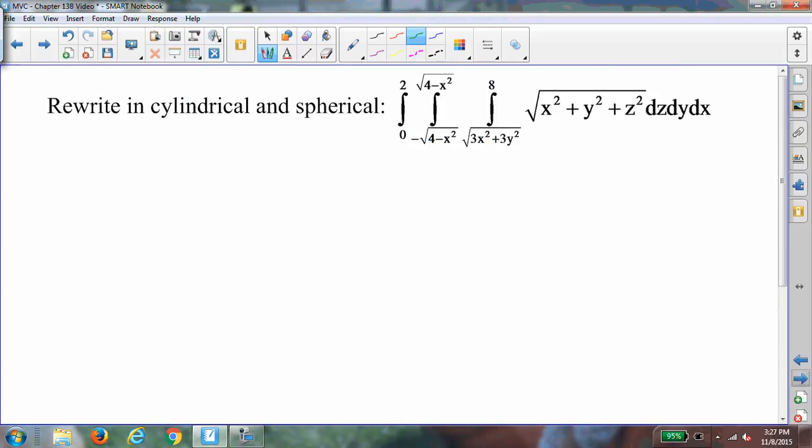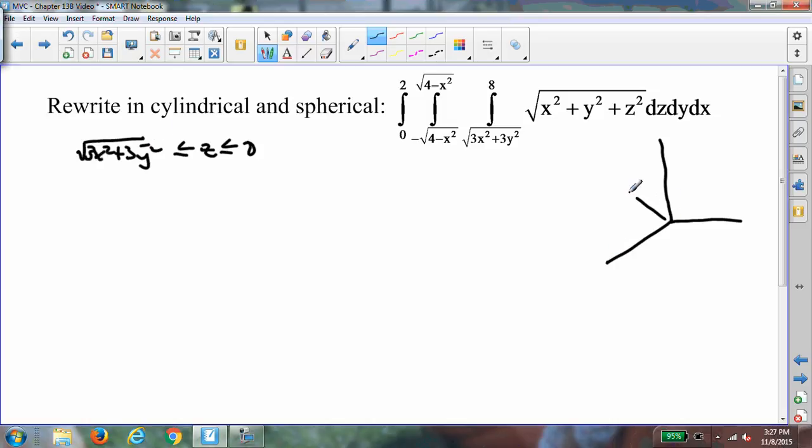Now let's try taking a rectangular, figuring out what the graph looks like, and rewrite it in cylindrical and spherical. So again, kind of breaking it up into pieces, what I have to start with is z between square root of 3x squared plus 3y squared, and z equals 8. So graphically what I'm looking at is a cone, square root of 3x squared plus 3y squared. So a cone like this. And then z equals 8 would be a plane, so somewhere up here is my plane, z equals 8.